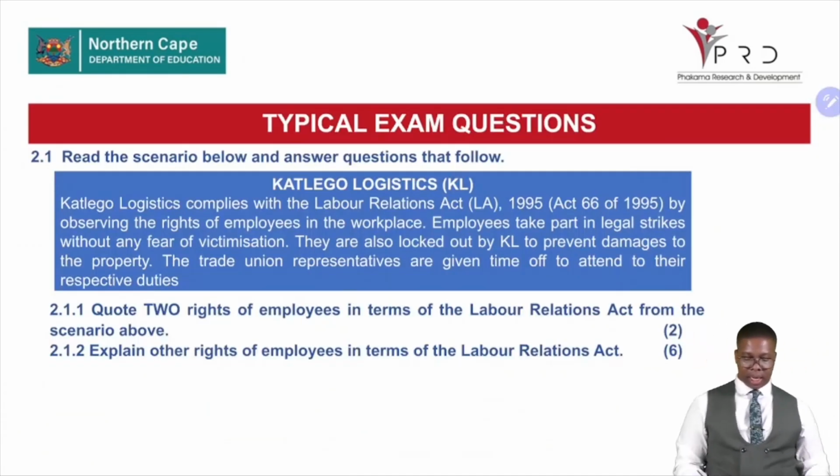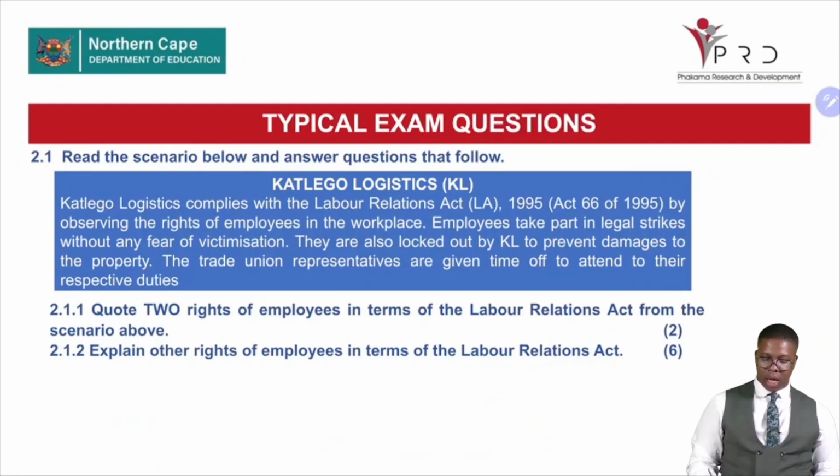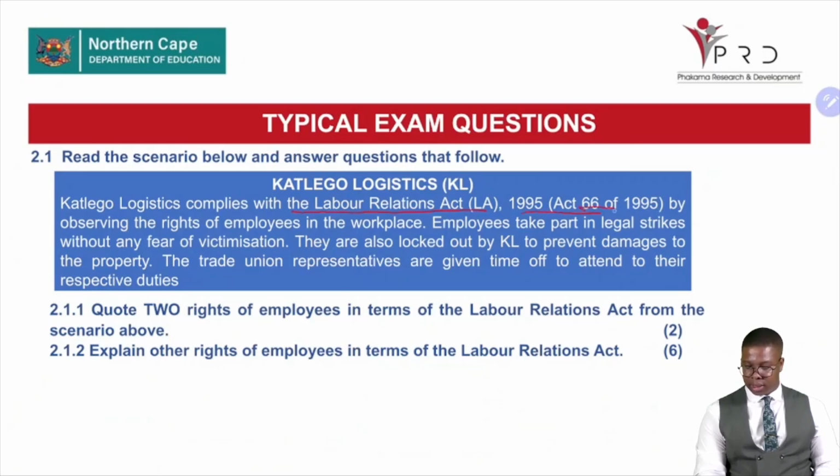Then let's show a practical activity over there. 2.1 says read the scenario below and answer questions that follow. Katlego Logistics. Katlego Logistics complies with Labor Relations Act, which is Act 66 of 1995, by observing the rights of employees in the workplace. So employees take part in legal strikes without any fear of victimization. So this is number 1. And number 2, they say they are also locked out by Katlego Logistics to prevent damages to the property, and the trade union representatives are given time off to attend to their respective duties.